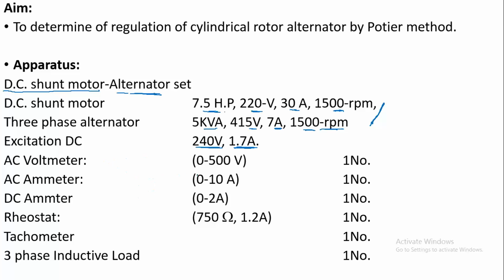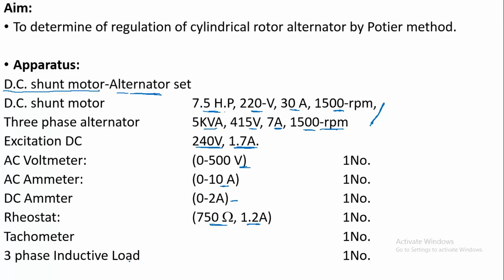Voltmeter: we have to measure line voltage of the generator, so a 500 volt range is taken. Current: the maximum current we have to measure is 7 ampere, so a 10 ampere range is taken. DC ammeter is for measuring the excitation. Maximum excitation is 1.7, so we have taken a 2 ampere range, and this is the rheostat, 750 ohm 1.2 ampere.